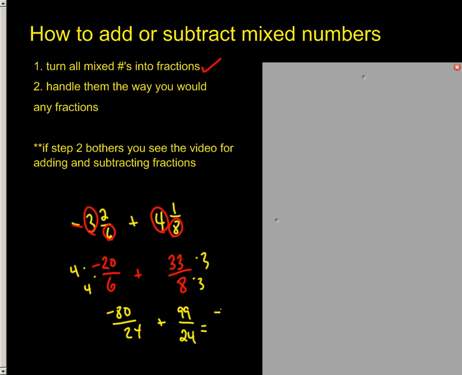And that's the same as negative 80 plus 99. So I know that my answer is going to be 19 over 24.